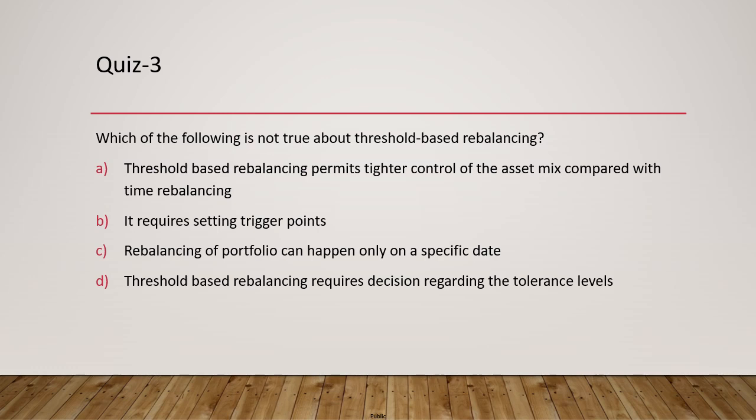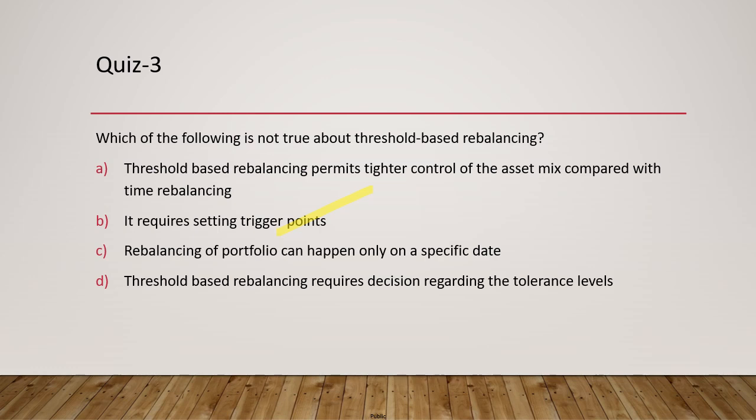Because time rebalancing can happen only periodically, while threshold-based rebalancing can happen whenever you have a trigger for that, right? So if the equity value has gone up from 60% to 70%, you may like to bring it back to 60%. It requires setting trigger points, we have already discussed. Rebalancing of portfolio can happen on a specific date only in threshold-based rebalancing.